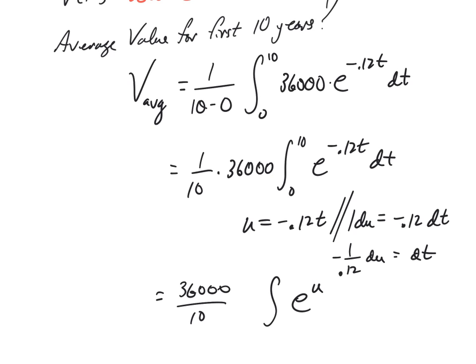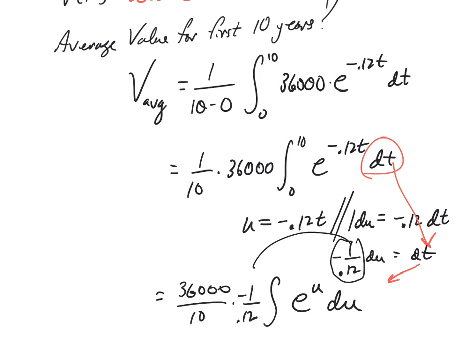And instead of dt, let me circle that up in red. Instead of dt, I'm going to replace that then with, let me switch back to black, negative 1 over 0.12 du. And of course, you guys just saw what I did. I pulled the number out in front of the integral.